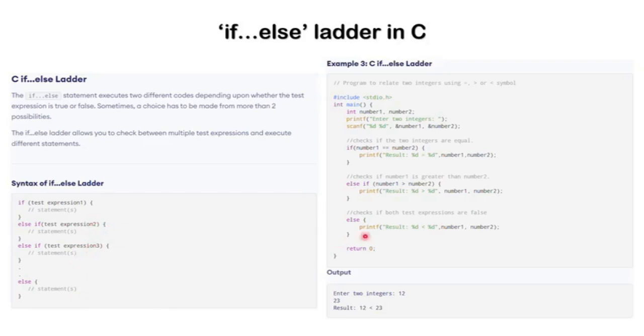Okay, so here is an example where we are checking whether two numbers are equal or one is greater and another is less. Like here there are three conditions, right?